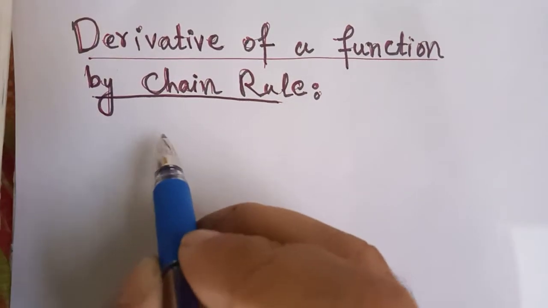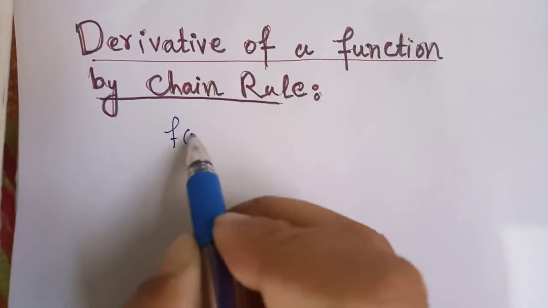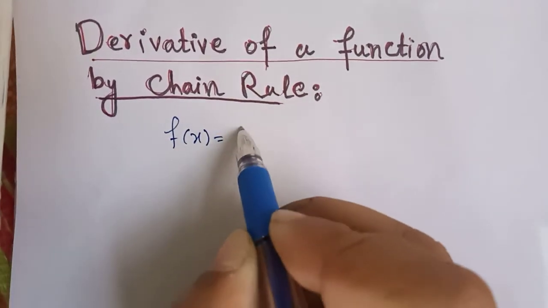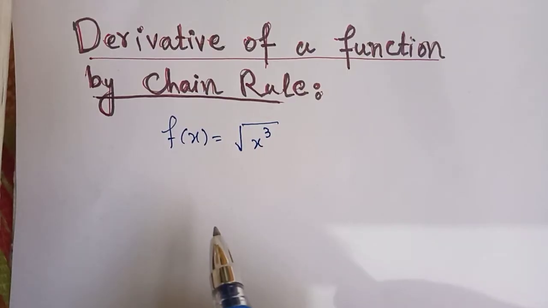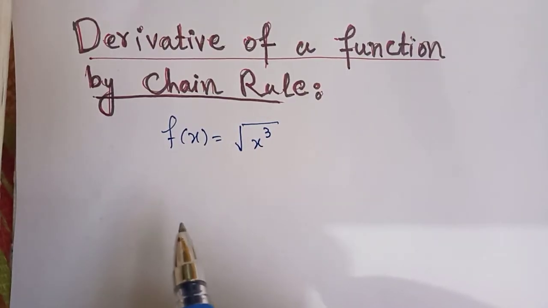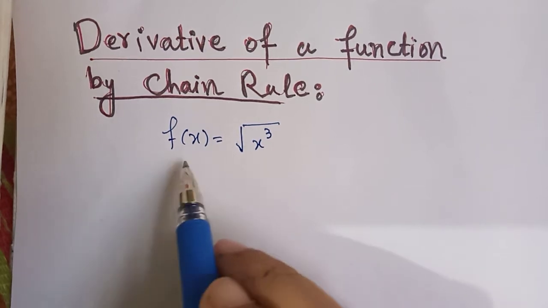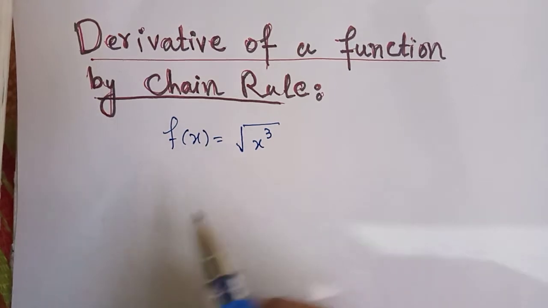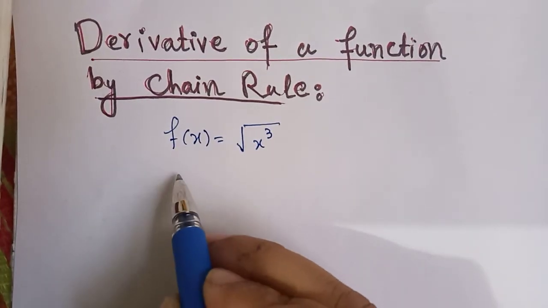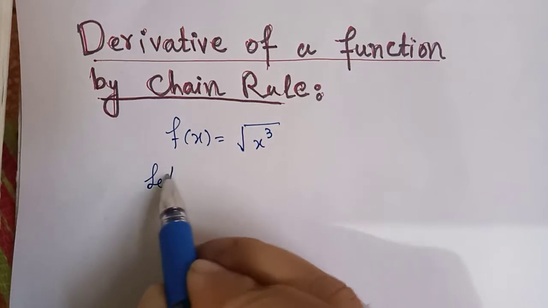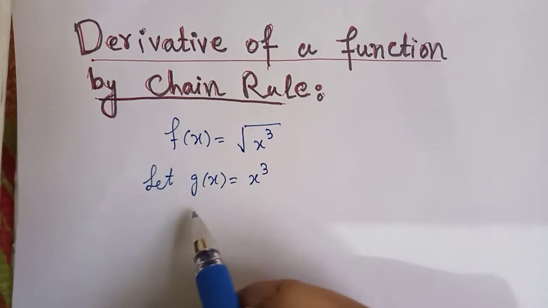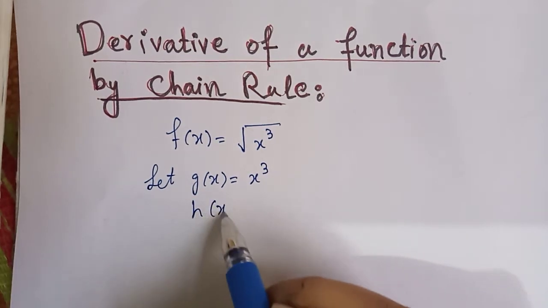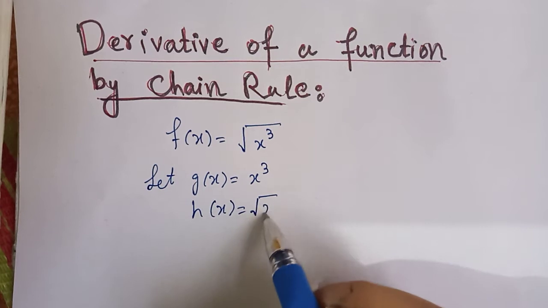Derivative of a function by chain rule. If I consider a function, let's say f of x is equal to square root of x cube. This function can be converted into the composition of two functions, meaning we can make a composite function for this. For example, let g of x is equal to x cube and let h of x is equal to square root of x.